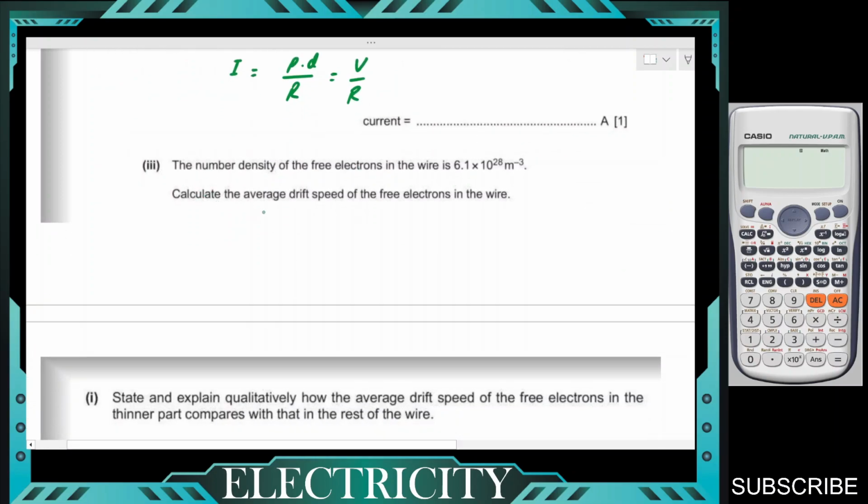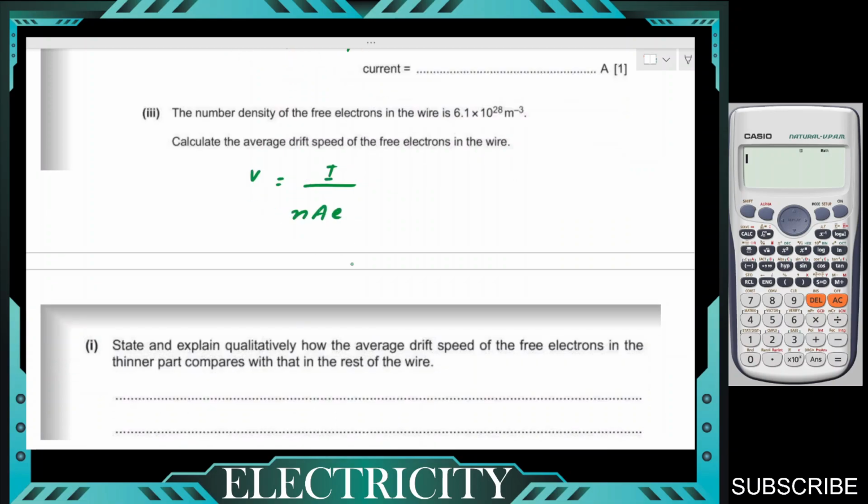And for the next one, you have to find the average drift speed, for which the formula is I over NAE. For the average drift speed, this is what we have for the formula. So you just insert the values on the calculator, and you will be getting the answer.